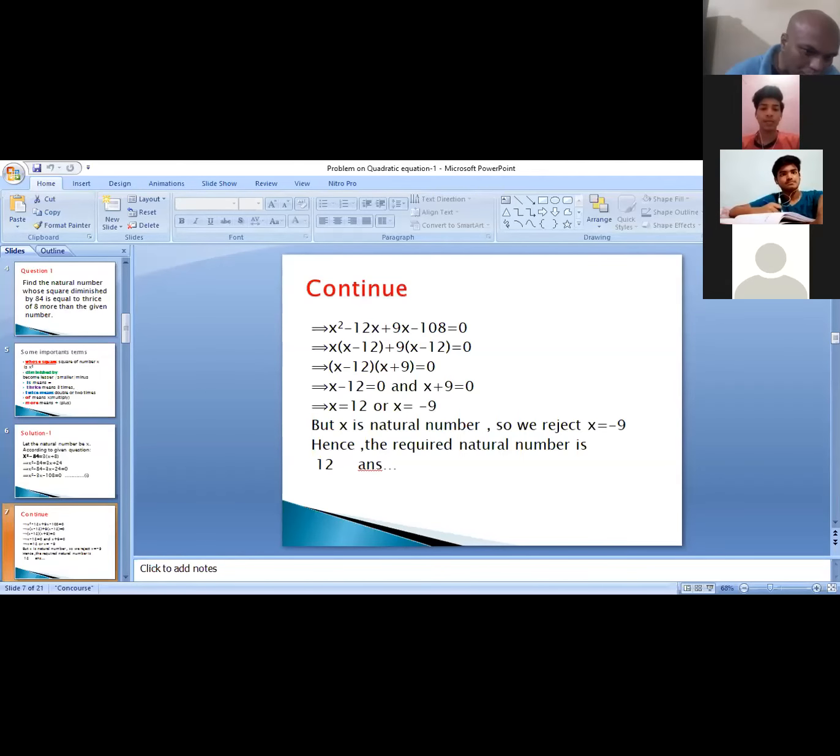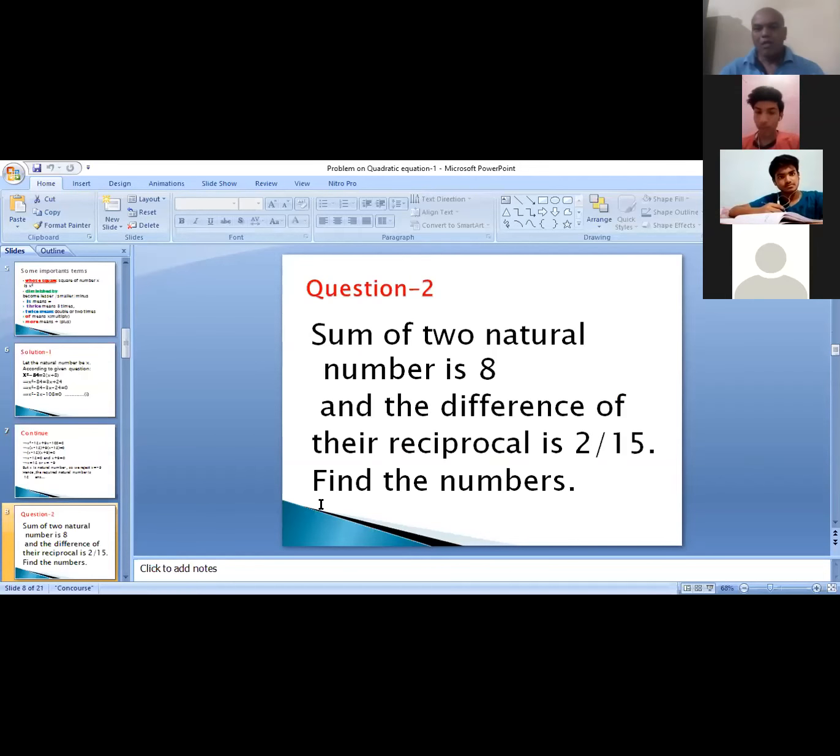Now come to the next question. Number second. Sum of the two natural numbers is 8 and the difference of the reciprocals is 2 by 15. Find the numbers. Copy down this question so that I can go for the next slide. Copy it down. Because you have to do the question, no? You have to write the question.